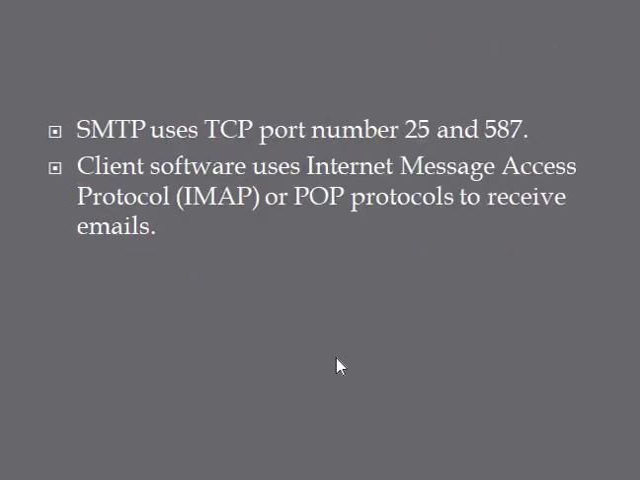The message transfer agent uses SMTP to forward the email to another message transfer agent on the server side. While SMTP is used by the end user only to send emails, the servers normally use SMTP to send as well as receive emails. SMTP uses TCP port numbers 25 and 587. Client software uses the IMAP or POP protocol to receive emails. IMAP is the Internet Message Access Protocol.